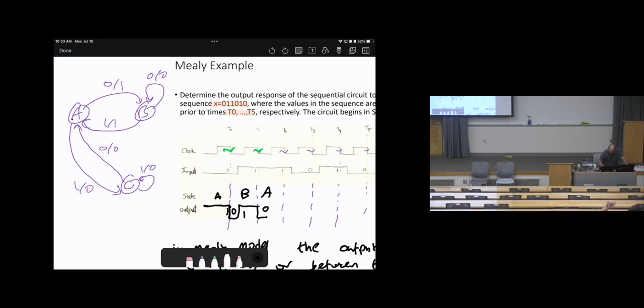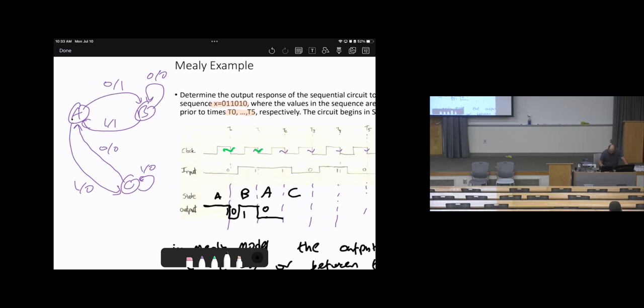Now, is there any mid-cycle change? No. Let's go to the next update. Next updates, we are with A. The input is 1, output is 0. So the next cycle will go to C, right? So it will go to C. So the next state will be C.